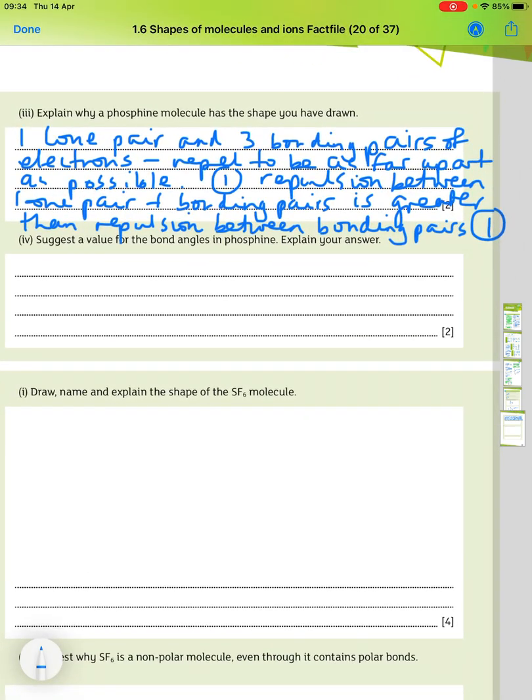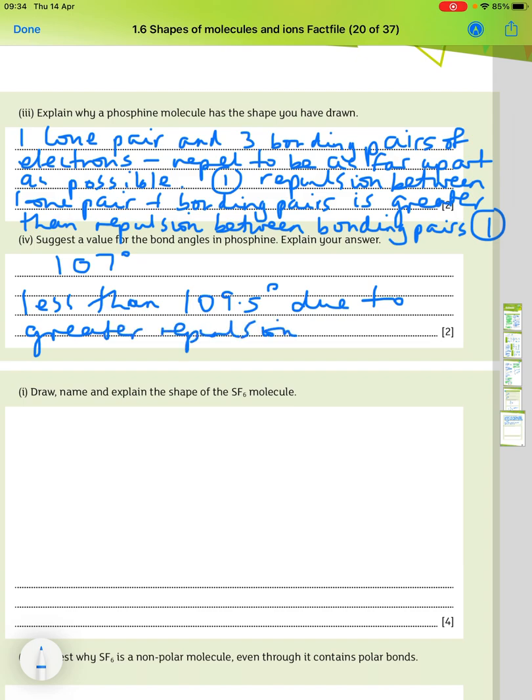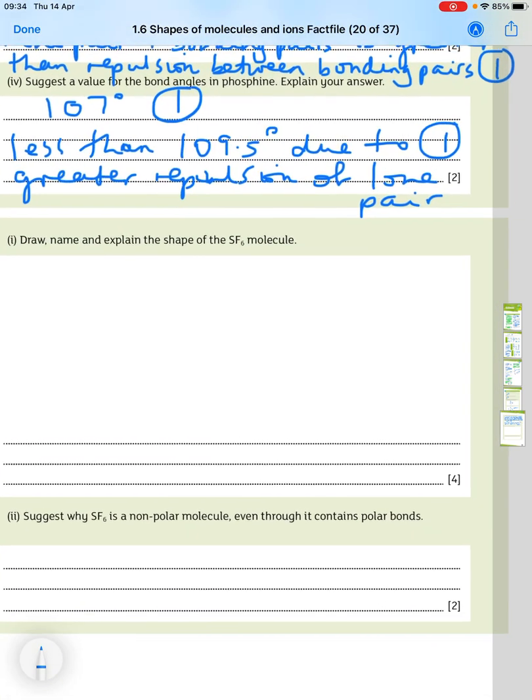Then suggest a value for the bond angles in phosphine and explain your answer. Well, suggesting a value of 107, you know that that's the value in ammonia, and you're going to say that it's less than the expected 109.5 degrees due to the greater repulsion of the lone pair. So 1 mark for the suggestion of the value and 1 mark for your explanation.